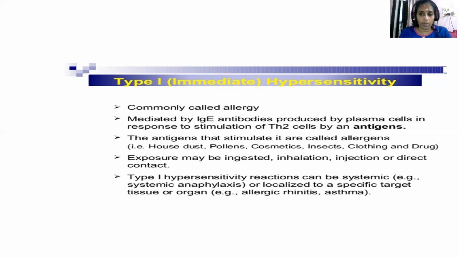We have all heard about different types of allergy, like dust allergy, pollen, cosmetics, insects, some clothing, some drugs, etc. Anything can act as an allergen to activate these T helper cells. The exposure may be by ingestion, inhalation, injection, or direct contact. It can be ingested, inhaled, injected, or come through some other direct contact.